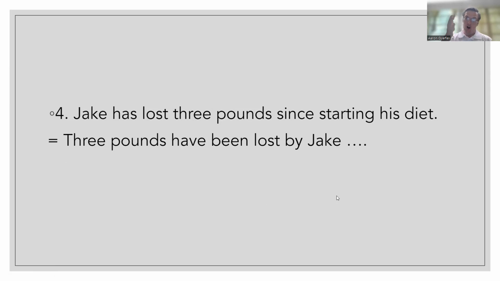Jake has lost 3 pounds. We take the direct object, 3 pounds, move it to the subject position. Okay? Has lost is present perfect, so we need the be verb to be present perfect. Have been. The past participle of lose is lost. Have been lost. And we can put a by phrase with Jake. 3 pounds have been lost by Jake.